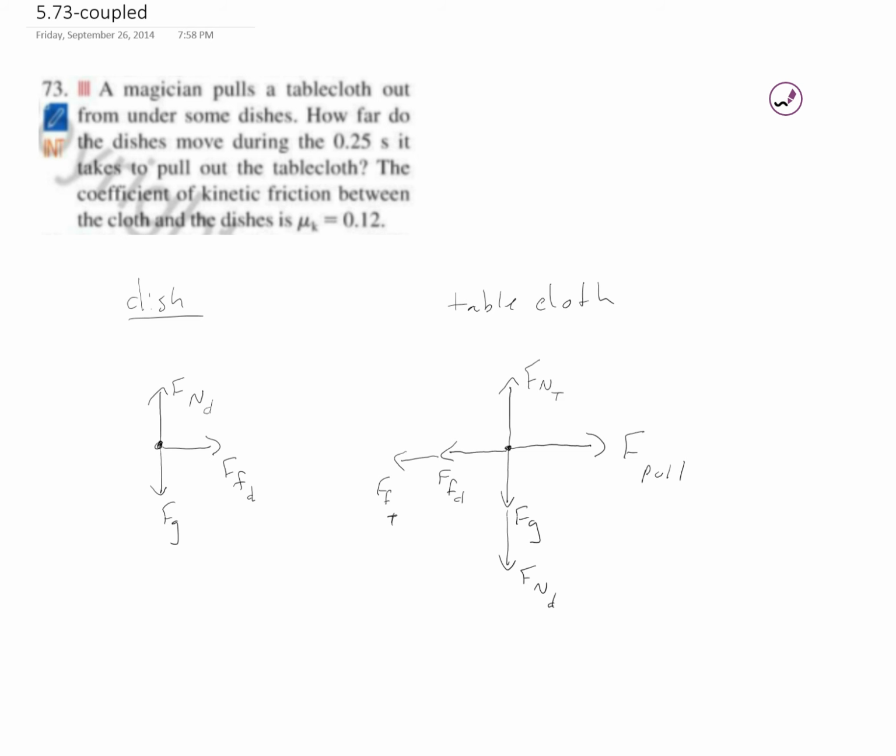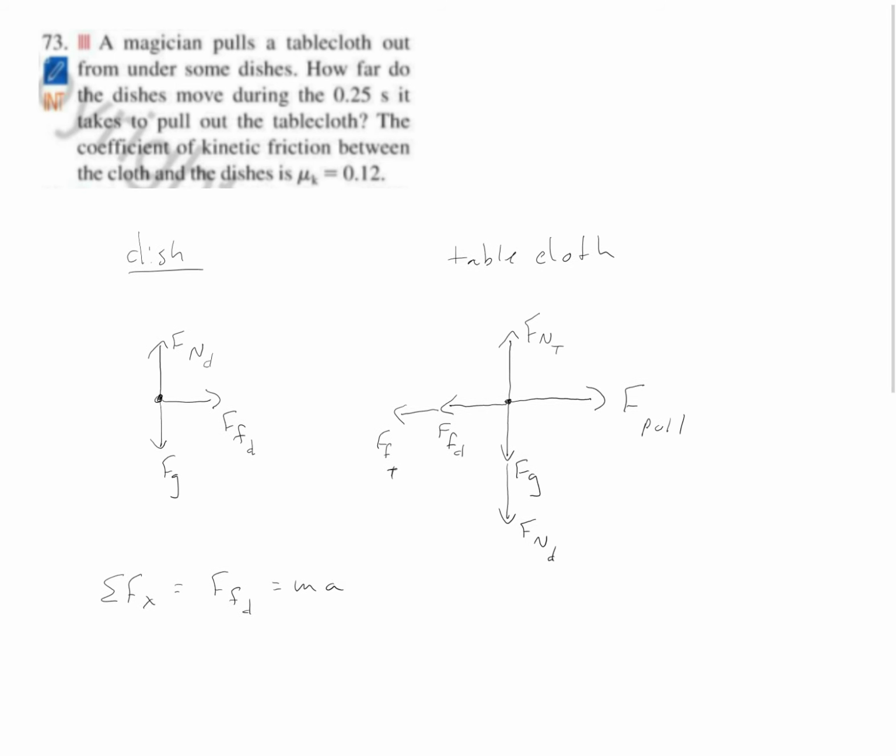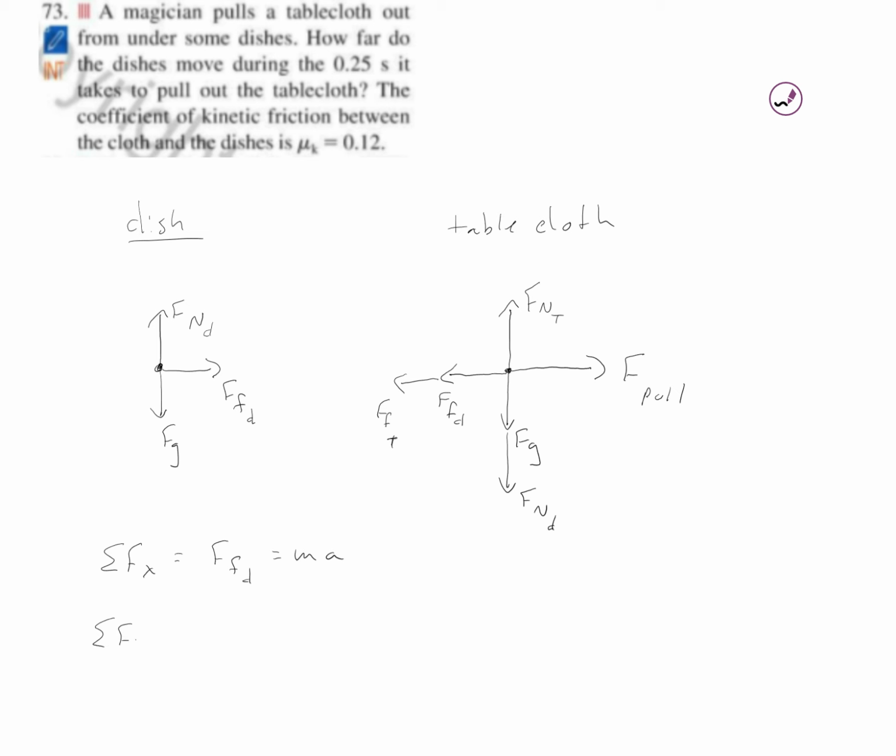All we really care about is the dish, so we're going to say the sum of forces in the x direction is the force of friction on the dish. Sum of forces in the y direction, the force normal between the dishes and the tablecloth, plus the force due to gravity on the dishes. That's ax, this is ay.